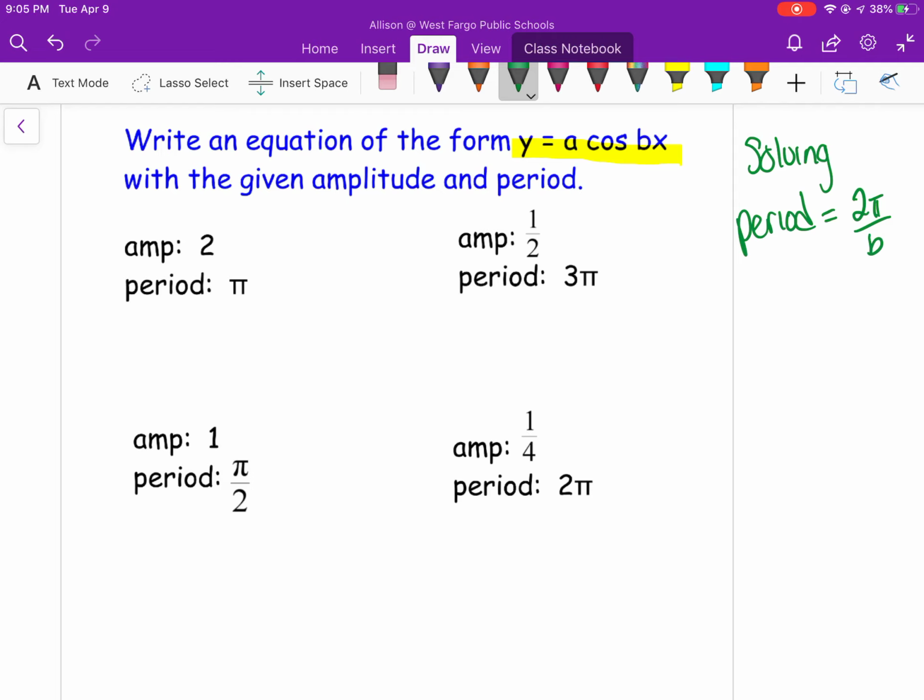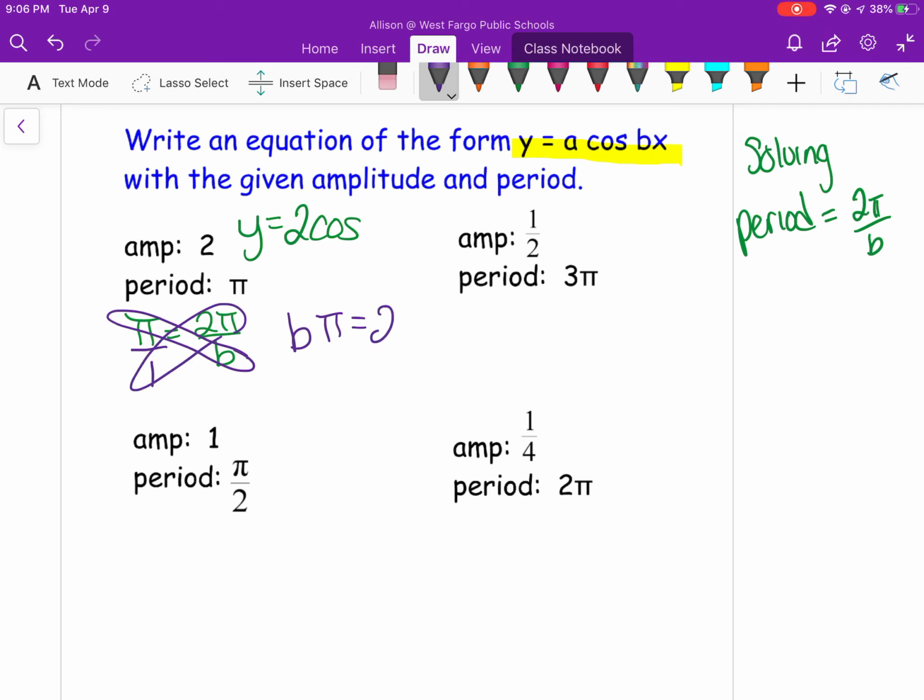So here, amplitude of 2 means that I'm going to start with y equals 2 cosine, and then I need to figure out the b, so I can put bx. So I have a period of pi. So if I let pi equal 2 pi over b, I can solve for b. I can cross multiply. Oops, I didn't mean to put b there. I meant to put over 1. So then I can cross multiply and I get b times pi equals 2 pi times 1. Then solve for b, divide both sides by pi, that reduces to 1, so we get b equals 2. So it would be 2 cosine of 2x.